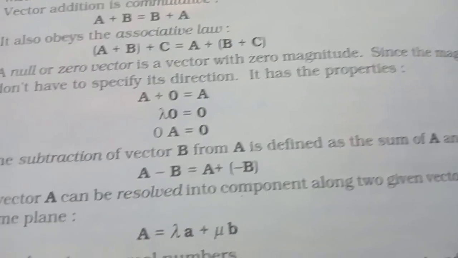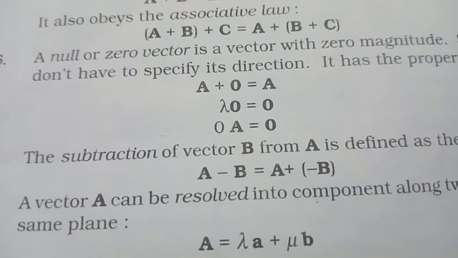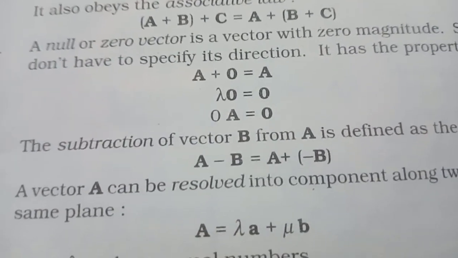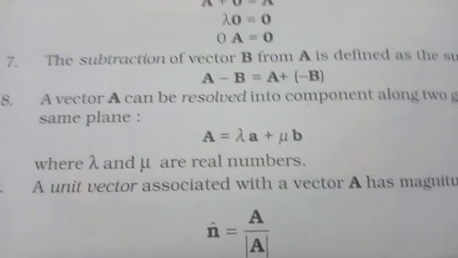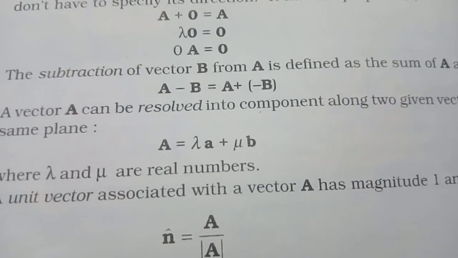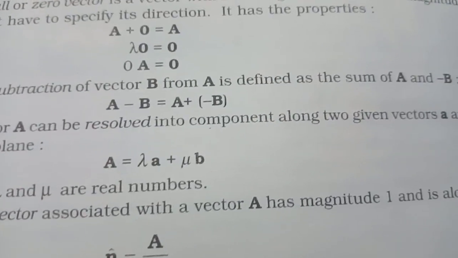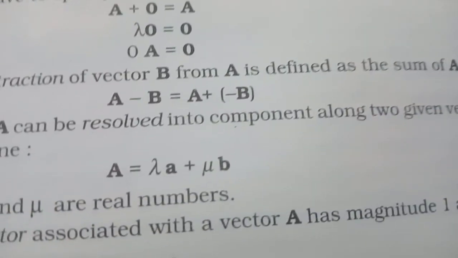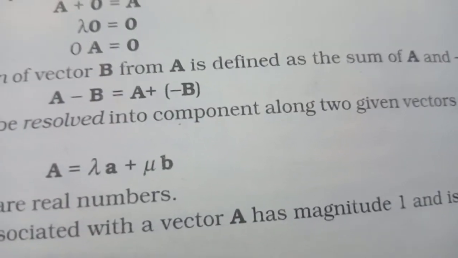It has the properties A plus 0 is equal to A, gamma 0 is equal to 0, 0 A is equal to 0. The subtraction of vector B from A is defined as the sum of A and minus B. A minus B is equal to A plus bracket minus B.